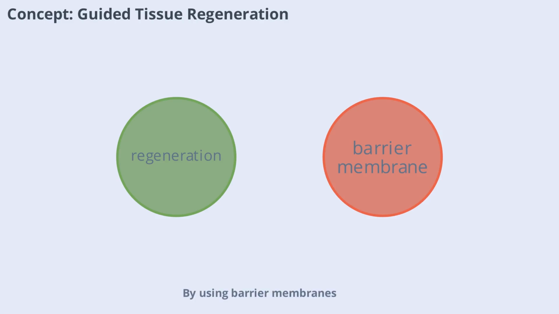By using barrier membranes, the technique selectively encourages the growth of desired tissues while preventing unwanted cell types from interfering. This concept has revolutionized periodontal therapy, offering new hope for patients with gum recession and tissue defects.